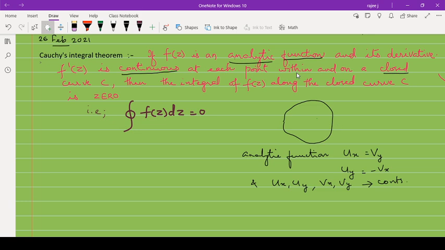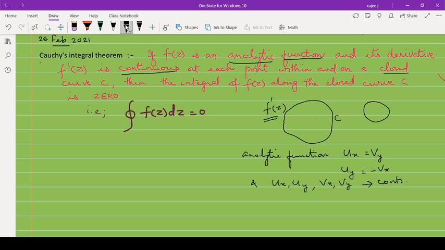So let this be a closed curve. Then this function, whatever function you define, f of z, is continuous, means at each point on this curve, suppose it is a circle, then f of z is continuous at each point of this circle, each point on the circle and within the circle.